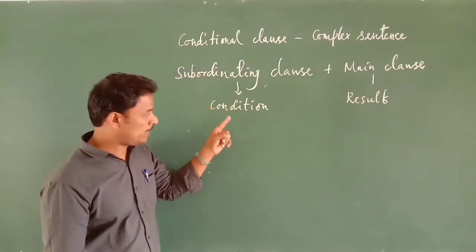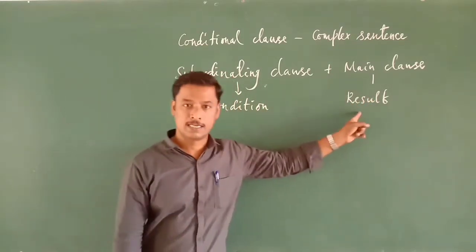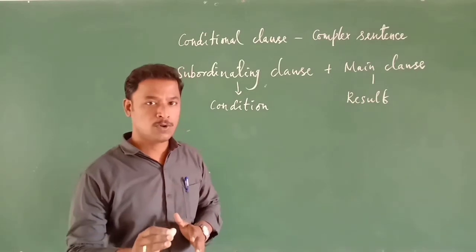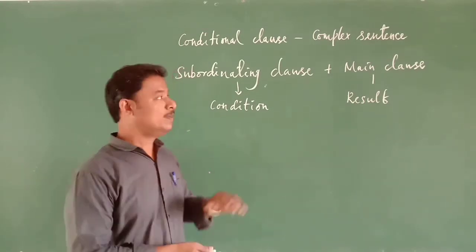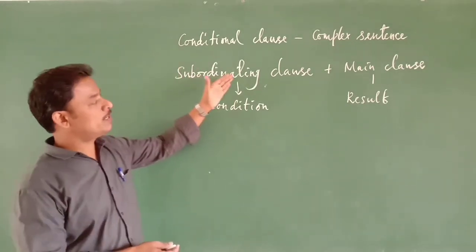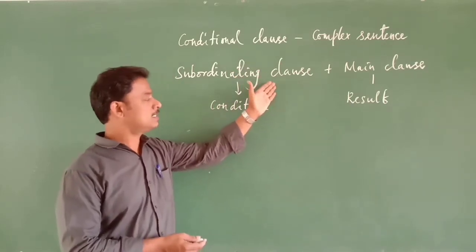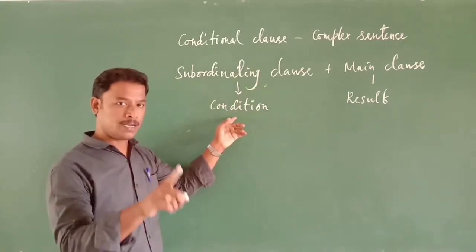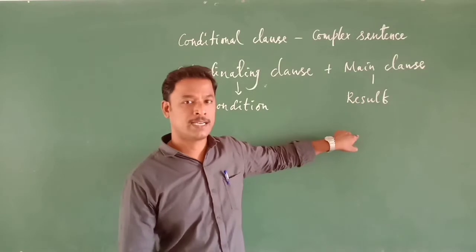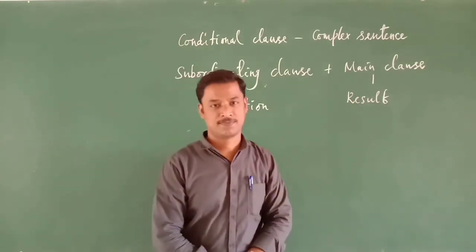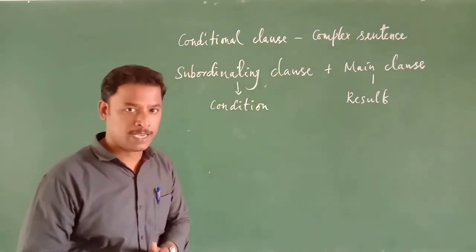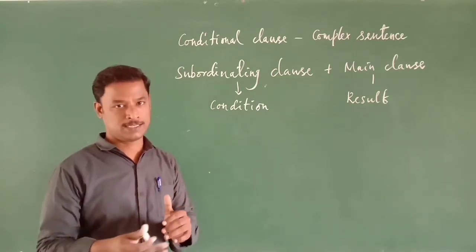That is why I have written condition and result. This rule must be applied in all 4 conditional clauses. So remember, a conditional clause must have a subordinating clause. That subordinating clause contains a condition or a rule or a necessary situation, and it has a main clause. A main clause must contain the result of this condition. Let me give you examples and explain all the 4 conditional clauses now.